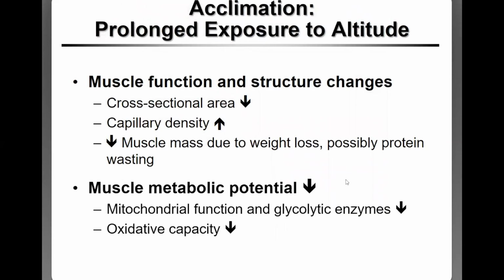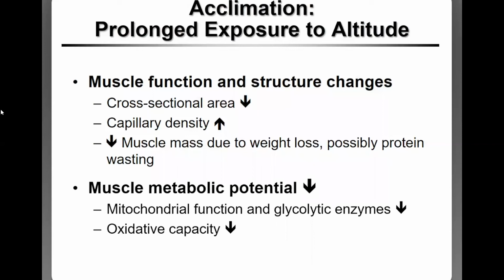At altitude, we also have a decrease in muscle function and a decrease in cross-sectional area of the muscle. The main reason being we have a negative protein balance. One, we might be sick, we might have acute mountain sickness, so we're going to be dehydrated. Our caloric intake will be reduced, but we also have an increased basal metabolic rate. So as a result, we will lose muscle mass.